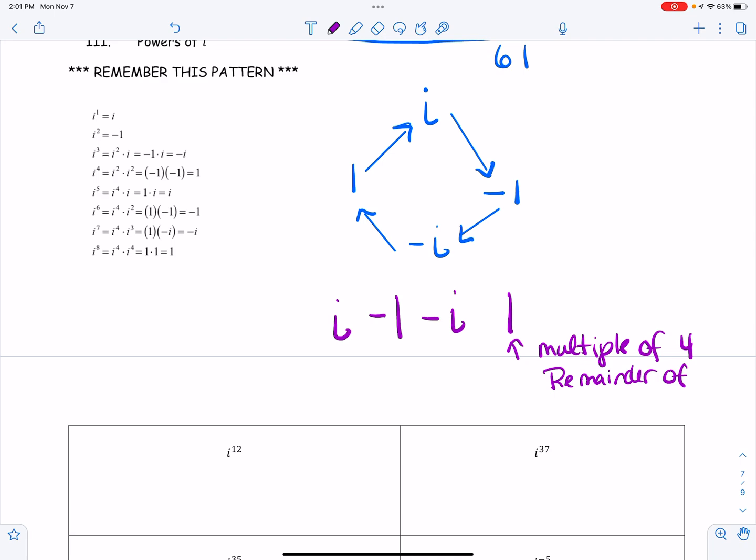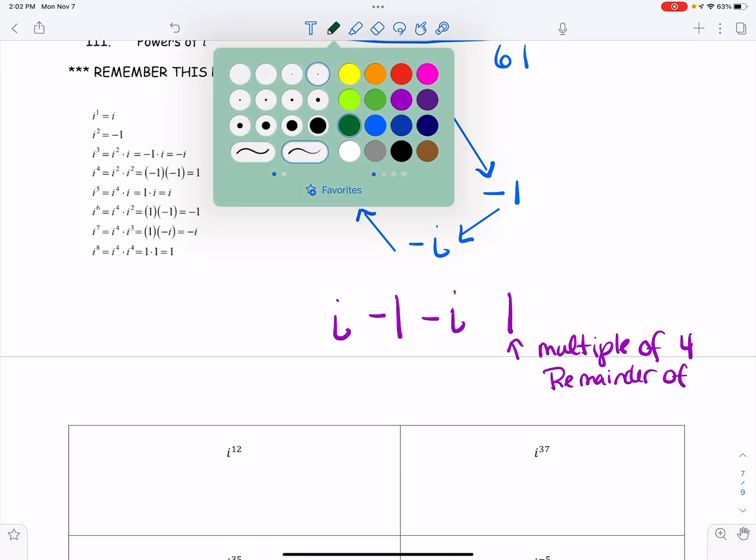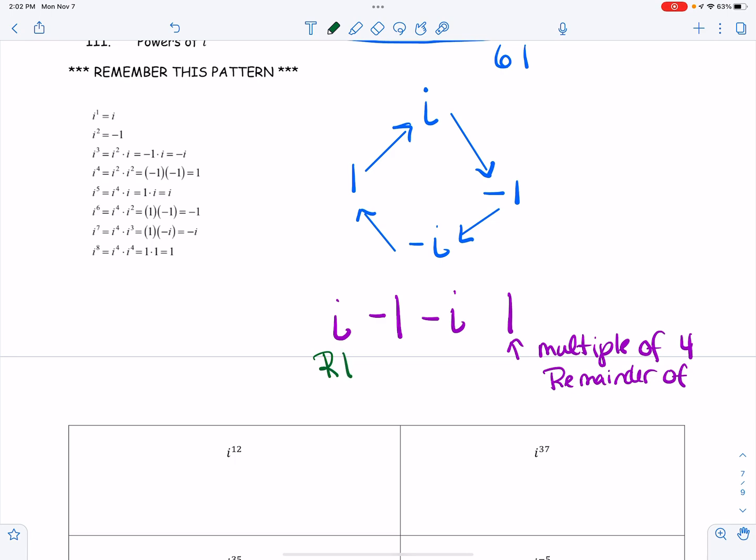So if I had i to the 4th power, if I had i to the 8th power, i to the 12th power, i to the 16th power, anything that is divisible by 4 is going to finish out that pattern and be a 1. If I have a remainder of 1, I'm going to have i be my answer. If I have a remainder of 2, I'm going to have -1. And if I have a remainder of 3, I'm going to have -i.